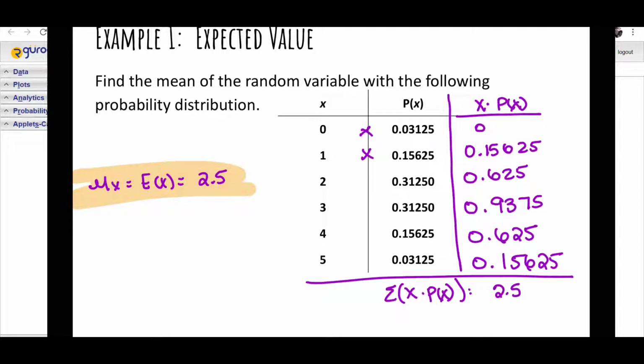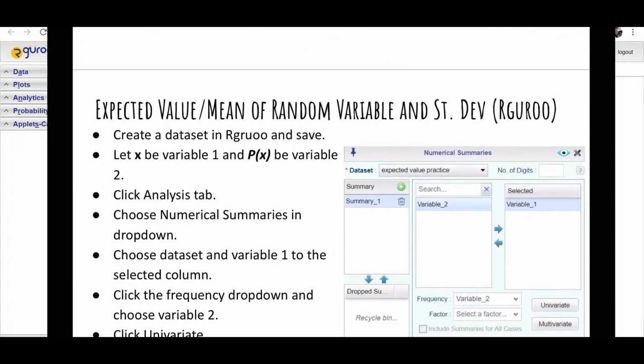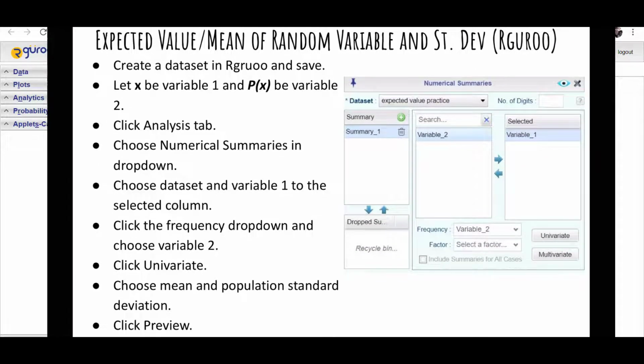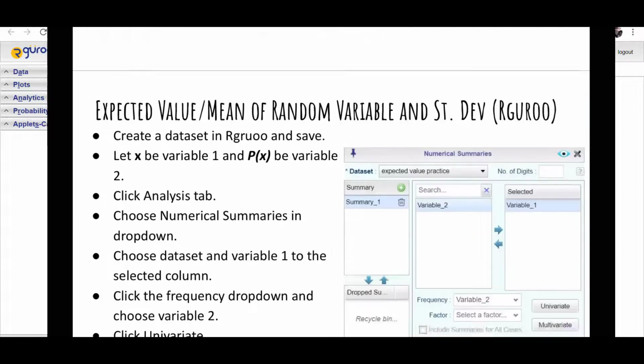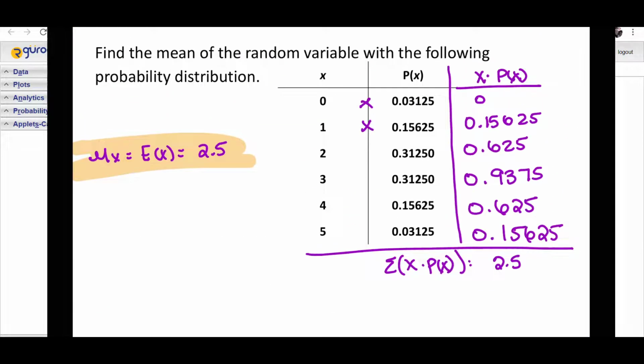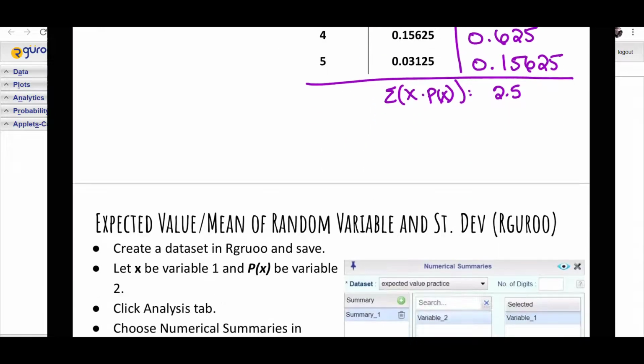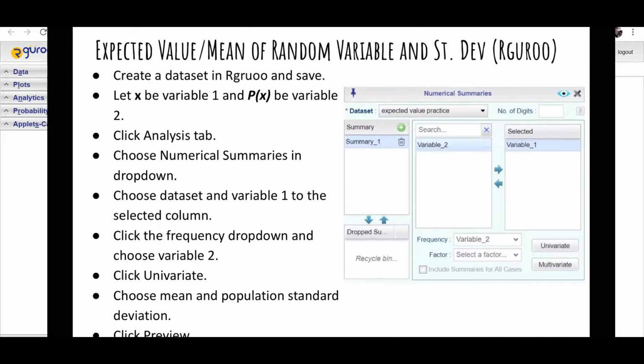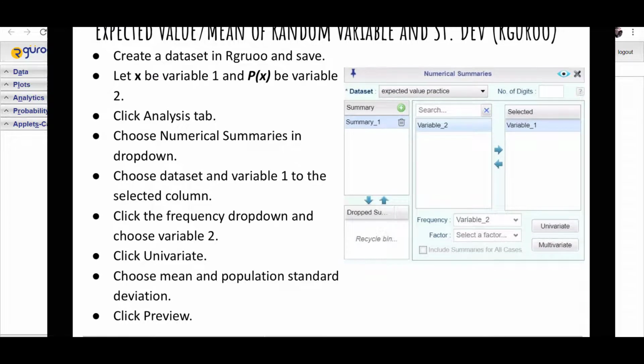All right, so I did promise you that we would talk about technology, and the technology of choice here will be using Rguroo. So first, you need to create the data set. Your first variable will be your x. Your second variable will be your p of x. You probably want to identify those in Rguroo. And then once you do that, you want to name your data set and save it.